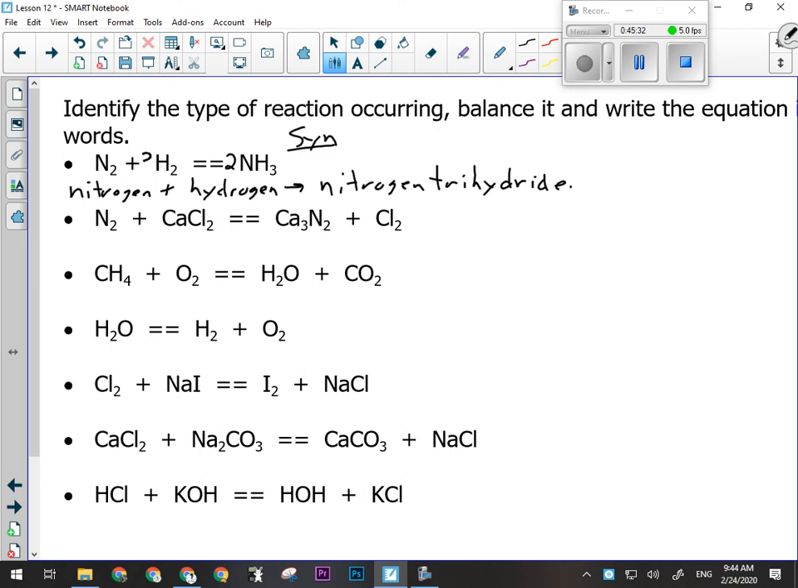3. 3 times 2 is 6, right? Okay, now, when I put this 2 here, that made 6 hydrogens, but it also made how many nitrogens? 2. Are there 2 over here? Again, always a good sign when I get to the last one if it's already worked out. Okay, so that's the balancing there.